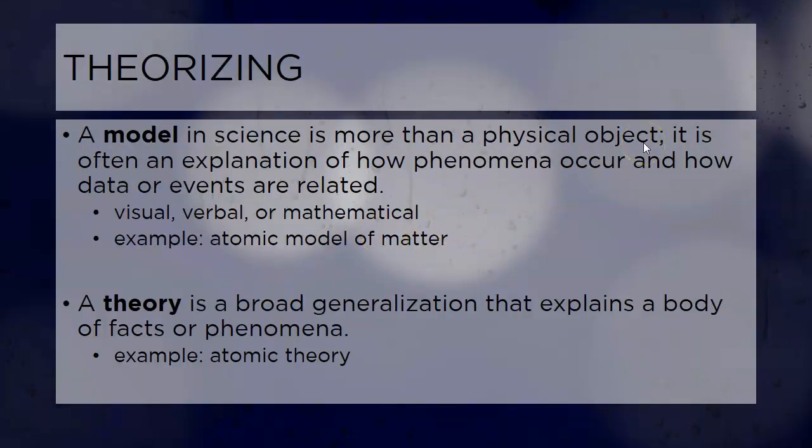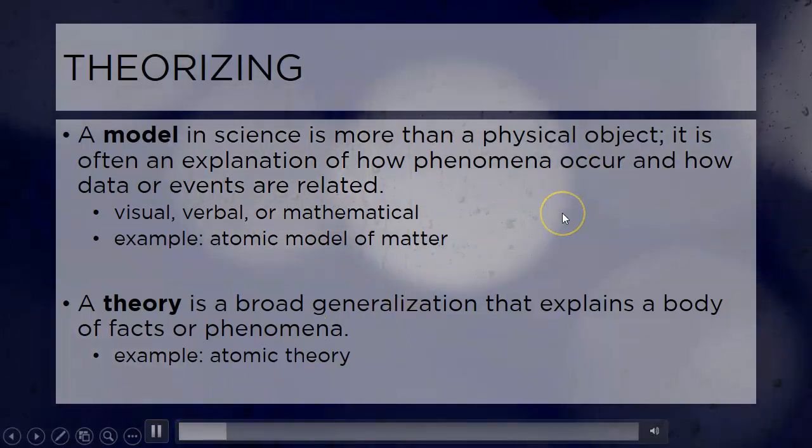A couple more definitions here with theories. We probably think of a model. Well, there's a couple things you could probably think of when you think model. But in science, because a lot of times we use model to mean the ideal scenario of something, the ideal object. But in science, it's more than just a physical object. A model is really an explanation.